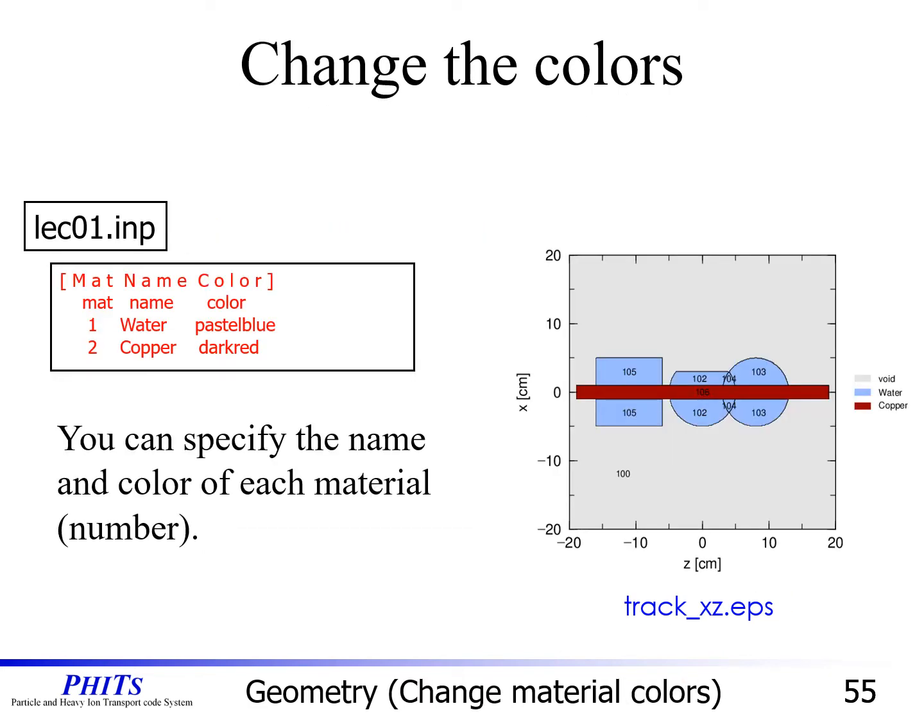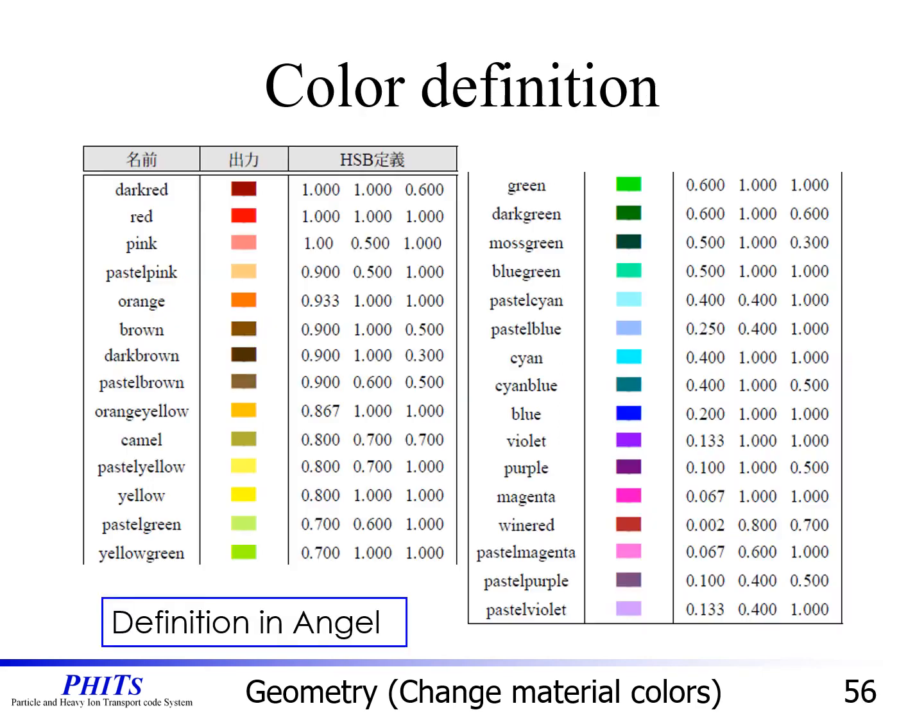With the Material Name Color section, you can change the colors of cells and specify the name and color of each material number. Let's add Material Name Color section in LEC 1 INP and execute PHITS. After that, you can obtain this figure. This slide shows the color definition. You can use these colors in the Material Name Color section.